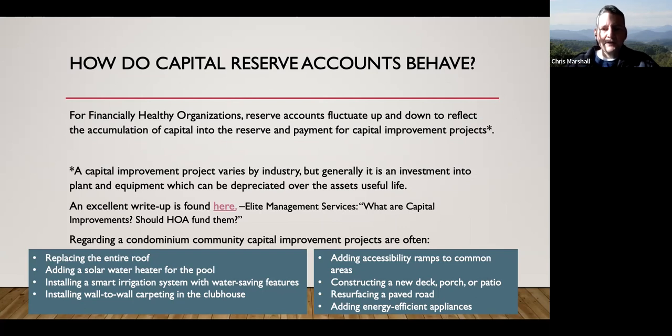I added these for food for thought because we really don't know what's going to happen in the future and what we're going to need to consider as a capital improvement project. Our main focus right now is replacing roofs and replacing the streets in due time, but a lot of other things can pop up.